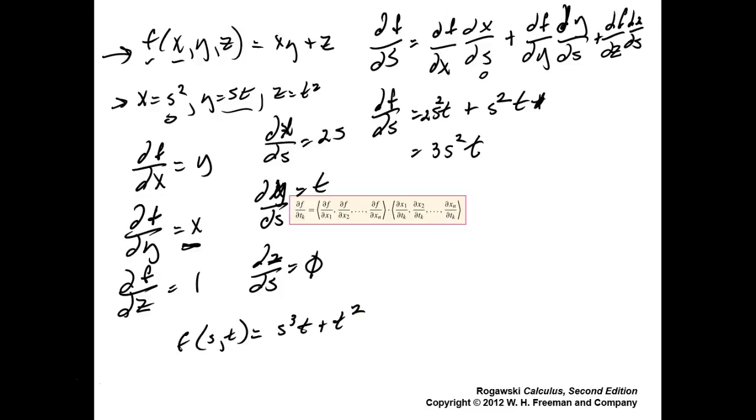X was s squared, y was st, that's s cubed t, plus z was t squared. So that's how we got this. Now, if we did the partial of this with respect to s, we would get, that's what we were just doing, partial of f with respect to s would be 3s squared t plus 0, right? Also partial of this with respect to s would be 0. And that's exactly what we got there. So you see 2 ways of doing it, either the composite function and doing that way or doing the chain rule. Either way.